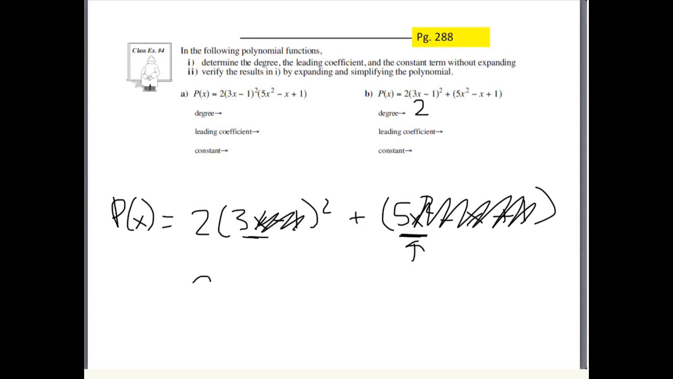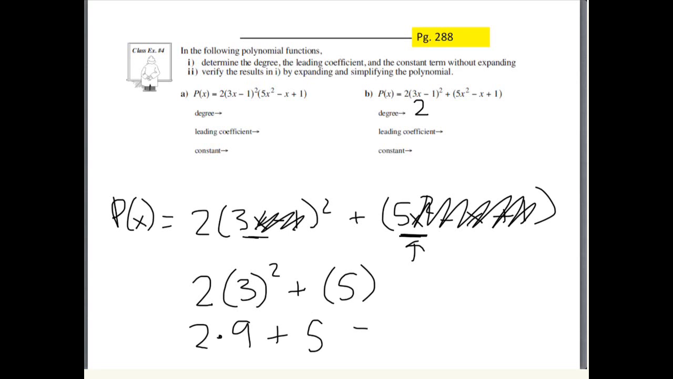So what you're left with is 2, and in brackets you've got 3 squared, and then over here you've got plus this 5 after you've eliminated everything else. So BEDMAS, again, 3 to the power of 2 is 9, so it's going to be 2 times 9 plus 5. This is going to give you a leading coefficient of 23.